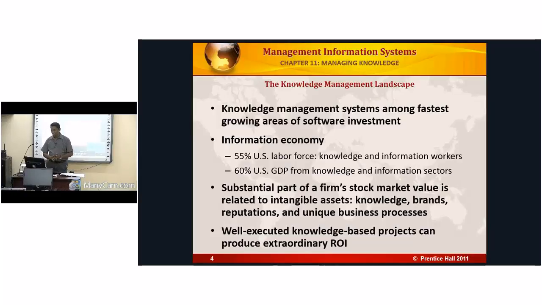So take the knowledge management landscape: knowledge management systems are among the fastest growing areas of software investment. In the information economy, 55% of the US labor force are knowledge and information workers. With that 55% of the labor force, 60% of the US GDP is from knowledge and information systems. A substantial part of a firm's stock market value is related to intangible assets: knowledge, brands, reputations and unique business processes.